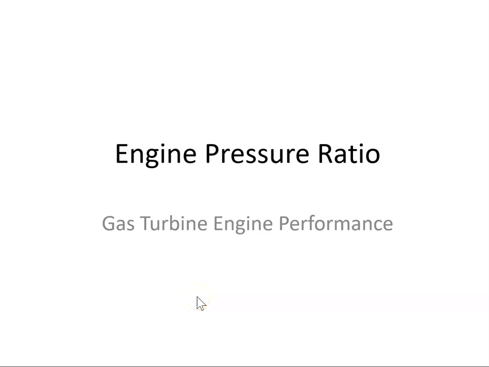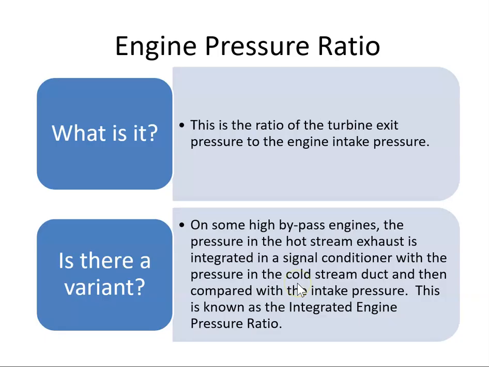In this video we'll explain what engine pressure ratio is. It is defined as the ratio of the turbine exit pressure to the engine intake pressure. There is a variant of it, the integrated engine pressure ratio, which basically just compares the pressure at the nozzle and at the exit of the fan to the intake.